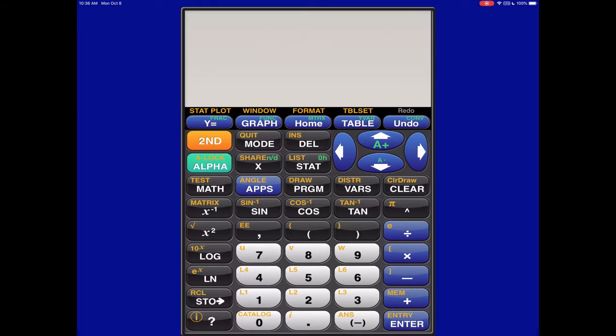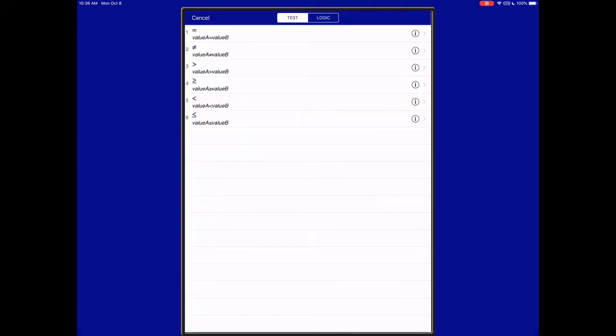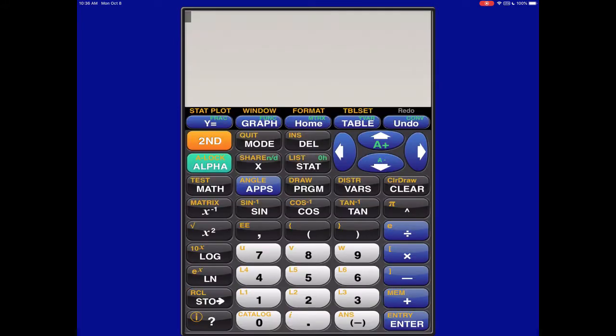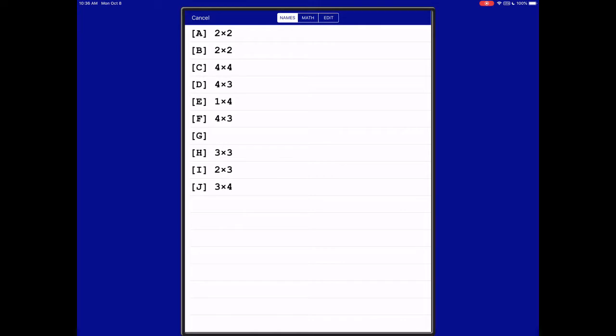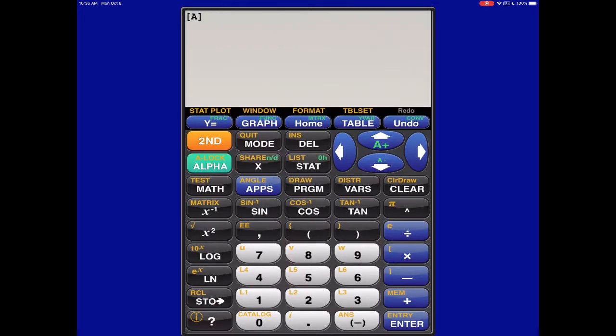Now, to multiply two matrices, you're going to have to go back into second matrix, cancel, second matrix. You want to multiply A times second matrix B. Enter. And your matrix answer is 0, 0, is the 0 matrix.